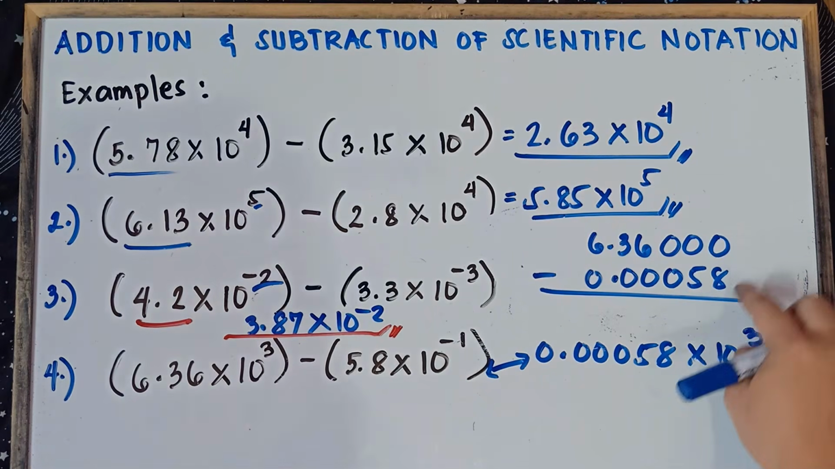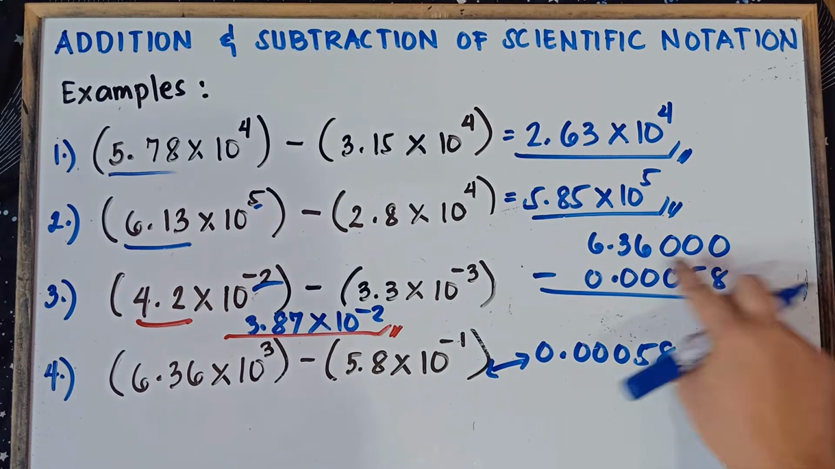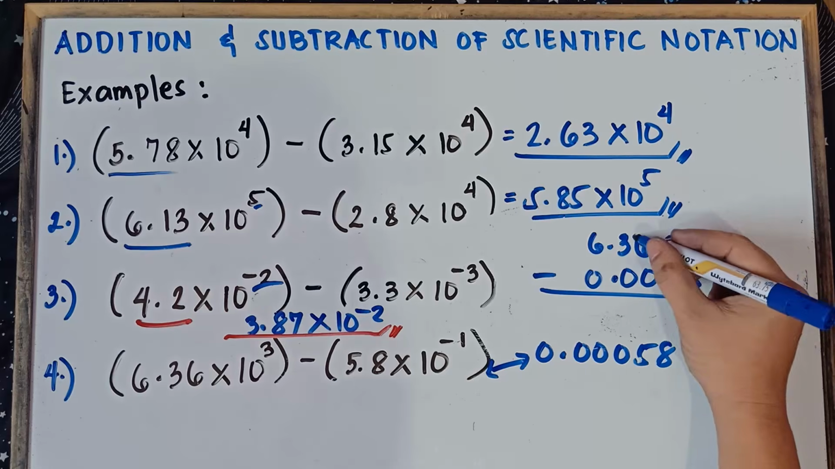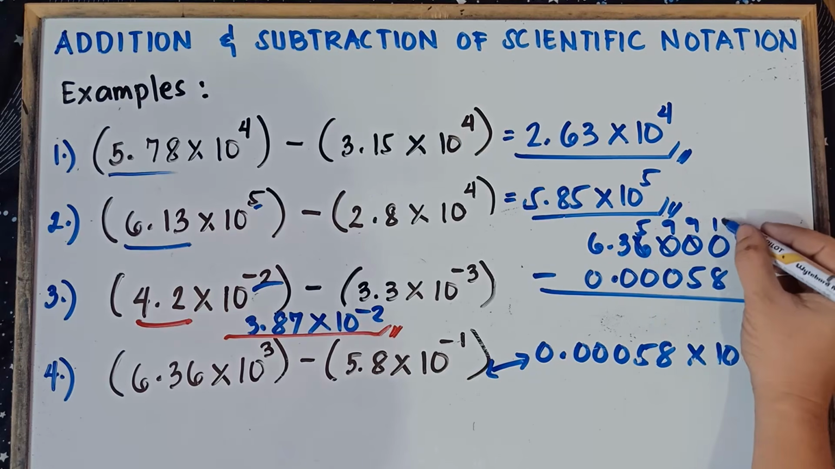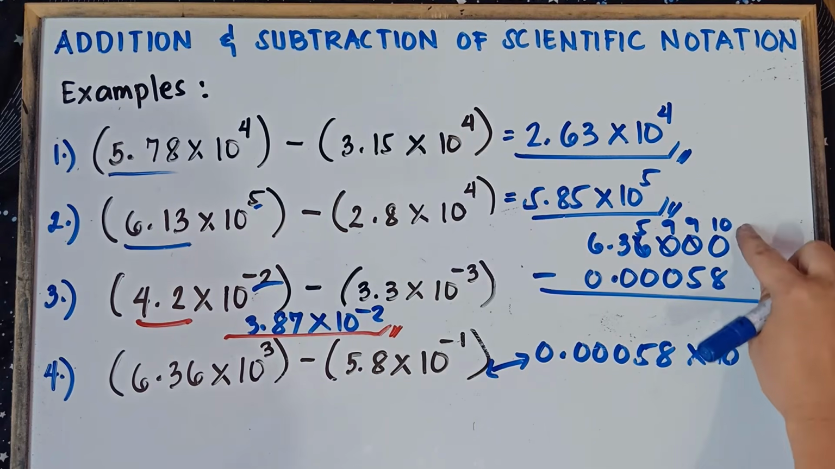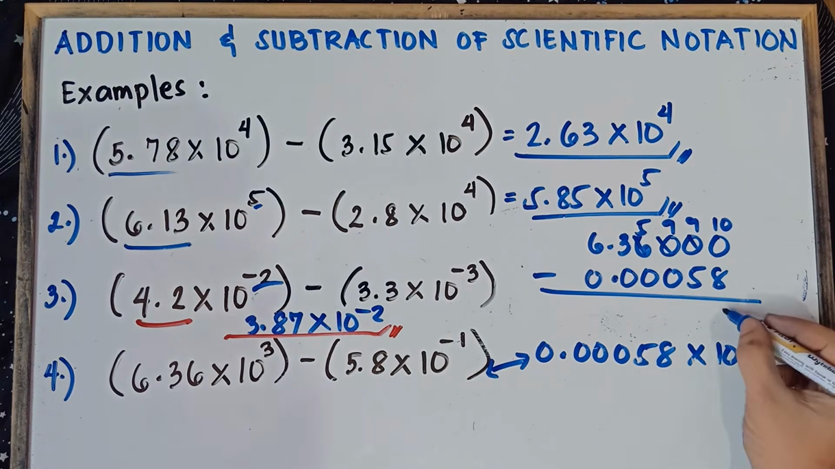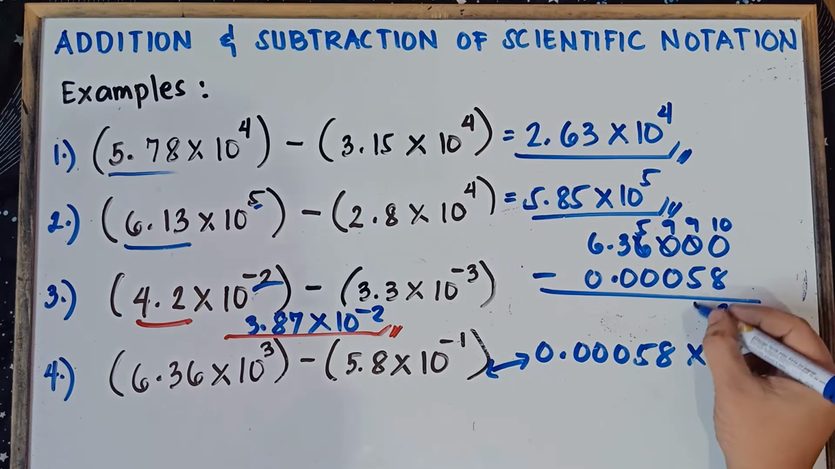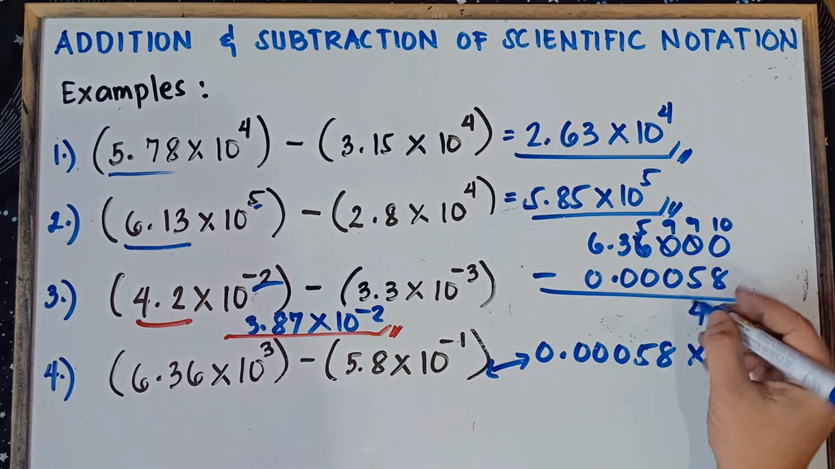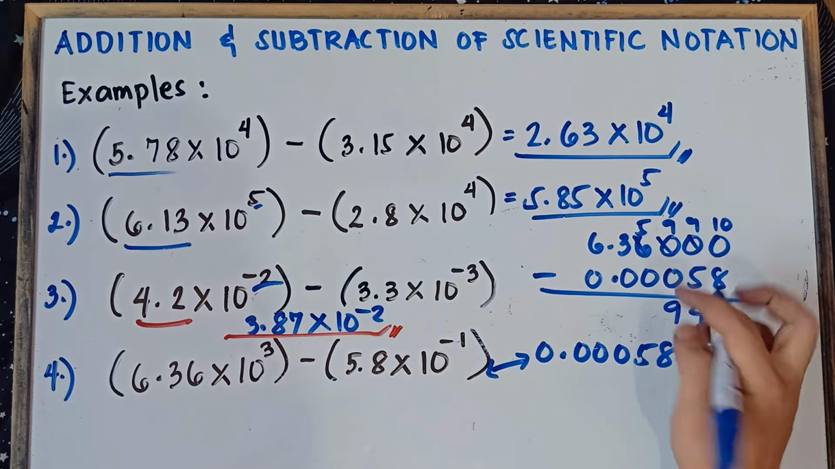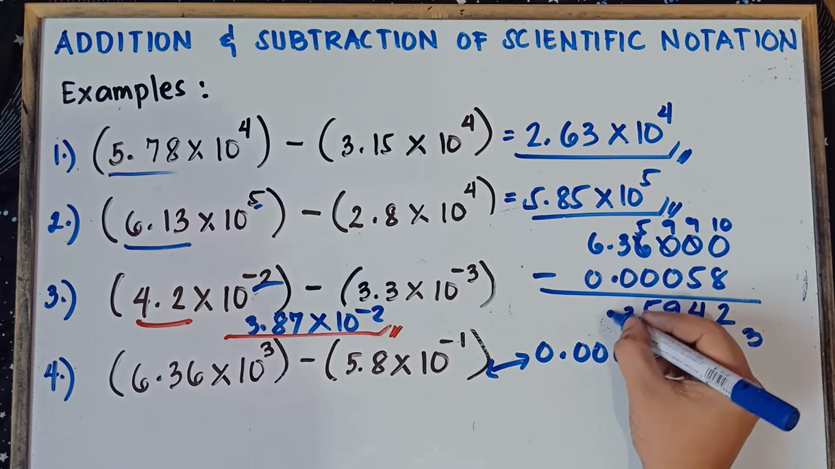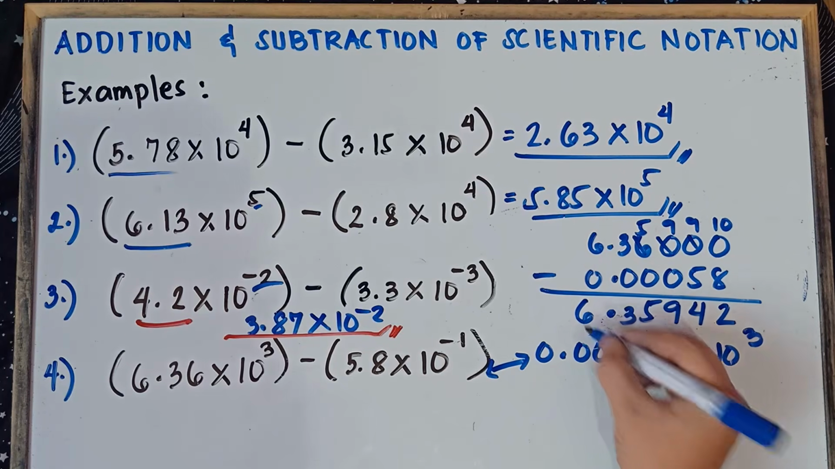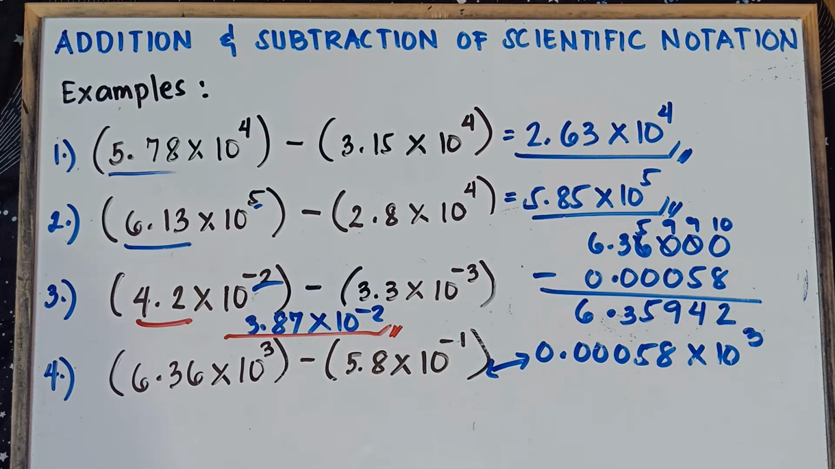So 0 minus 8, that cannot be. We need to borrow 1. Borrow 1, this becomes 5. This becomes 9. This becomes 9. This becomes 10. Alright, so 10 minus 8, this will be 2. 9 minus 5, that would be 4. 9 minus 0, that is 9. 5 minus 0, that's 5. 3 minus 0, that's 3. Copy the decimal point. 6 minus 0, that is 6. That's it, class. That's the answer with regards to example number 4.